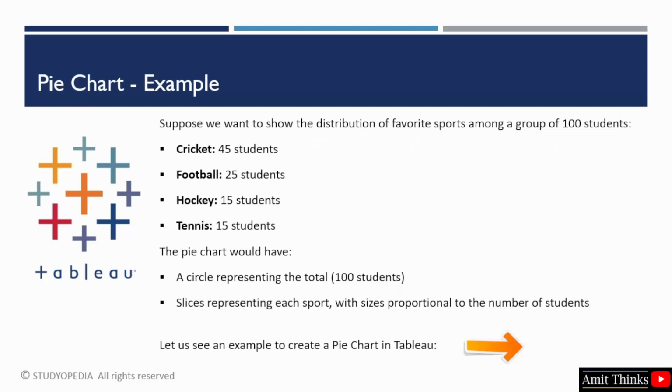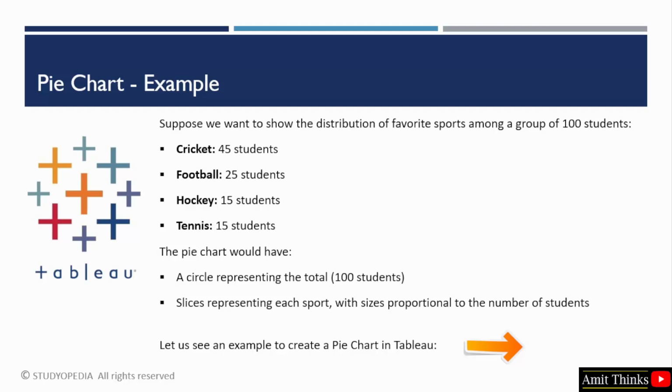Let's say we have divided 4 sports into what students like. There is a group of 100 students and 45 like cricket, 25 like football, 15 like hockey and 15 like tennis. A pie chart will represent all the students in total, 100 students, and each slice will represent each sport. That means there will be 4 slices, and the sizes of the slices will be proportional to the number of students. Out of the 4 slices, the biggest one would be for cricket because it has the largest proportion, that is 45 students out of 100 students.